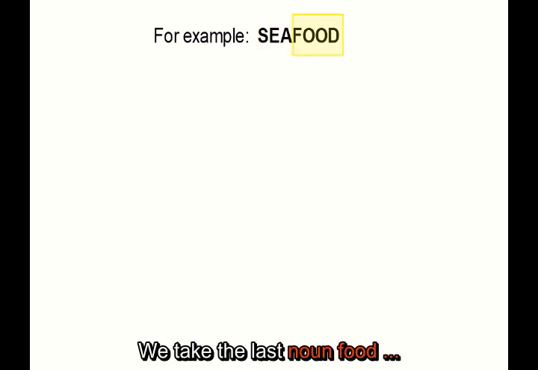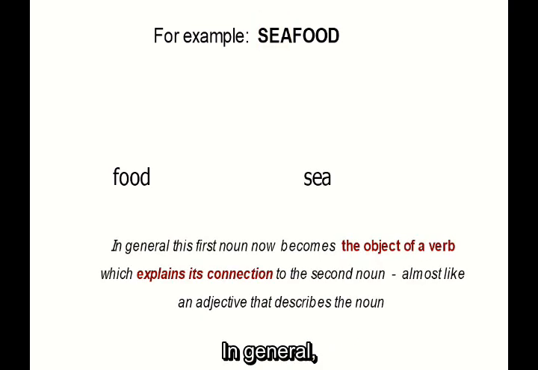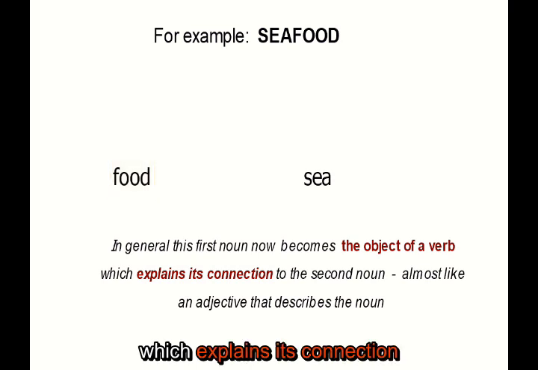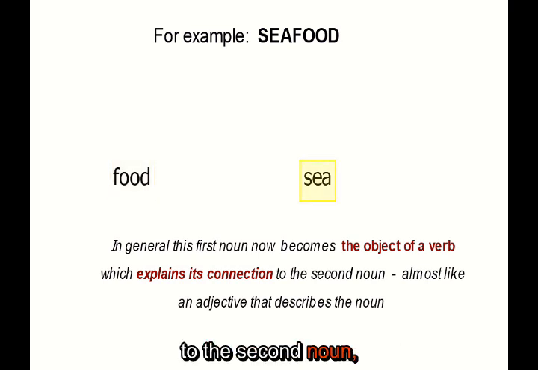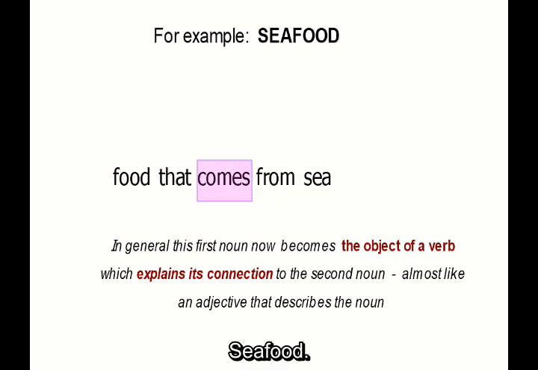We take the last noun, food, and place it at the beginning, and we take the first noun, sea, and place it at the end. In general, this first noun now becomes the object of a verb which explains its connection to the second noun, almost like an adjective that describes the noun. Food that comes from the sea, seafood.